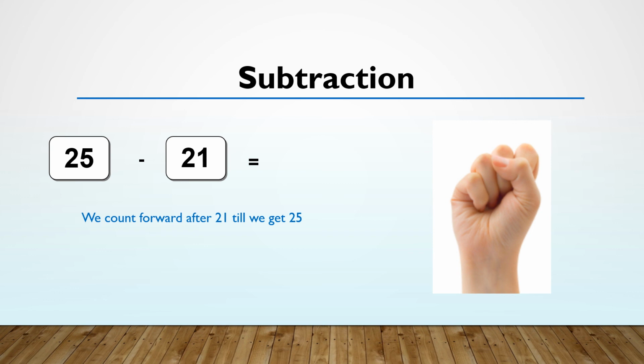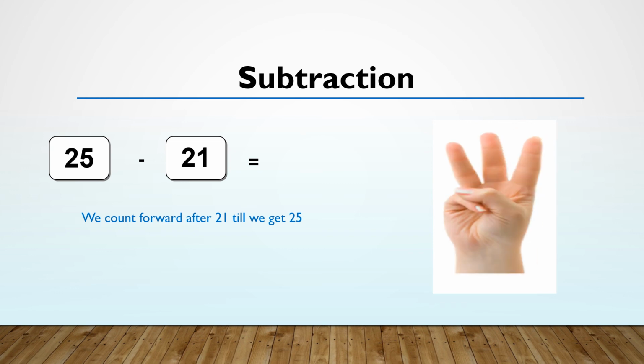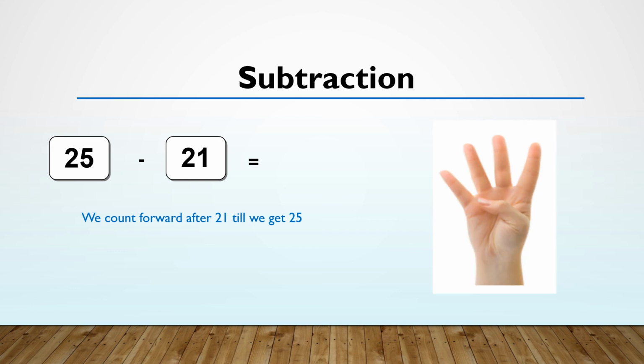After 21, it is 22, 23, 24 and 25. So, we have opened 4 fingers as we counted after 21 to get 25. Our answer is 4. We can read this as 25 minus 21 is equal to 4.